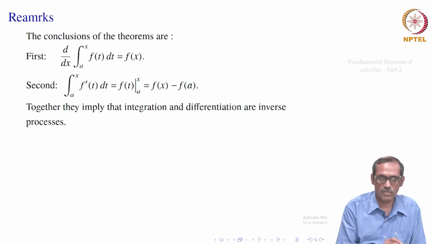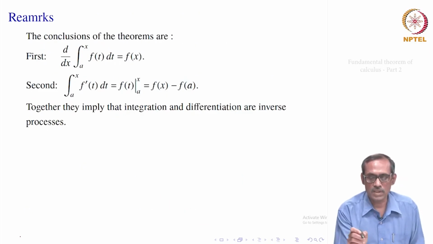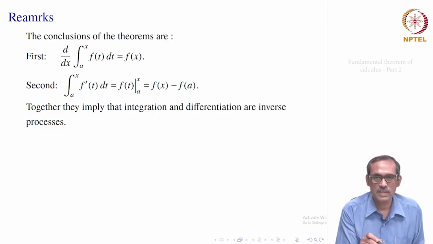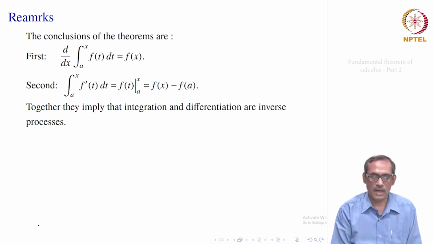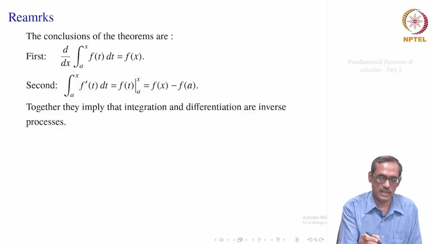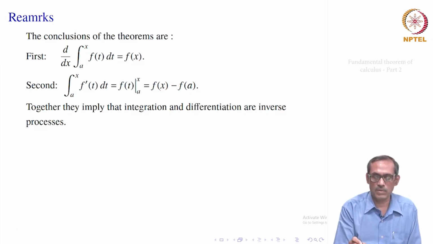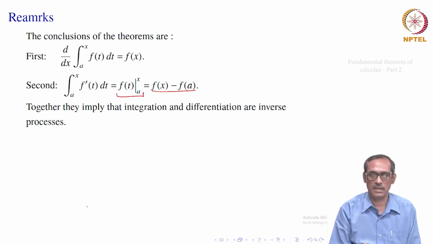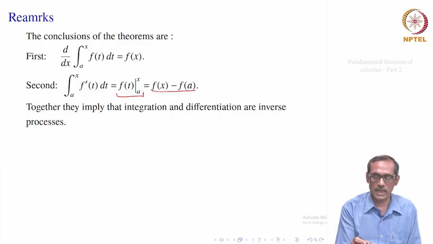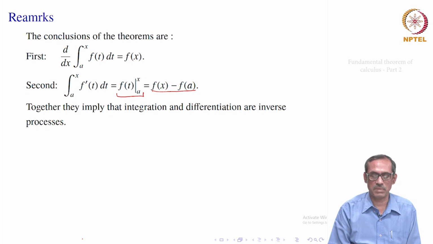So let us see on the whole what we have done. The conclusions of the theorems: the first theorem says the derivative of integral a to x f(t) dt equals f(x). And the second one, now instead of b, we take the closed interval a to x. There we are thinking of this f prime. So integral a to x f prime t dt equals f(x) minus f(a), which we also write this way. It helps in computing the integral. So we write f(x) minus f(a) as f of t with top limit x, bottom limit a. So this is another notation for writing f(x) minus f(a).